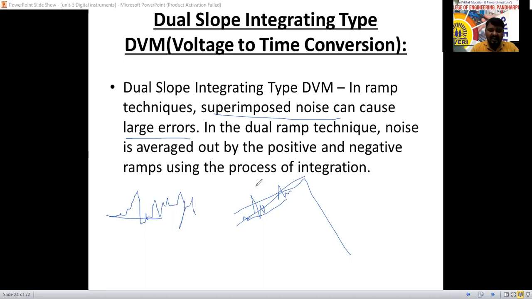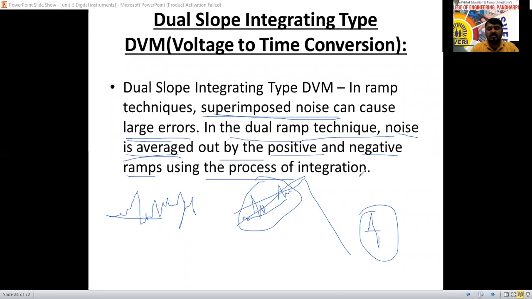So in the AC, and while giving the supply, some noises are also there, which cause errors, so that superimposed noise can cause large errors here. In the dual ramp technique, the noise is averaged. One ramp increases, another decreases. By taking that, we can take the average and give that output. So it is averaged out by positive and negative ramps using the process of integration.